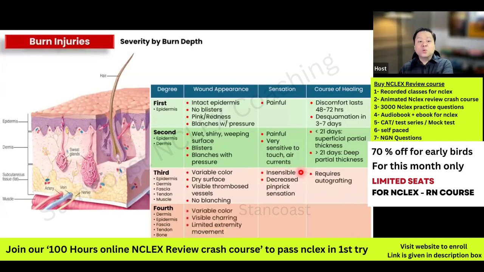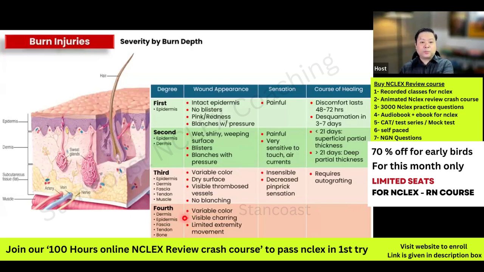Now, we are going to talk about the fourth degree burns, which is going to involve the epidermis, dermis, the fascia, tendons, muscle, and also the bone. And so here we are going to expect variability in the color. There will be eschar formation, brown, like fried, deep characteristics. There will be charring, visible charring of the affected area.